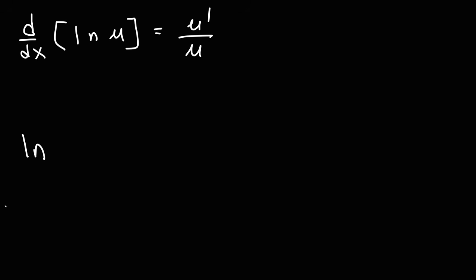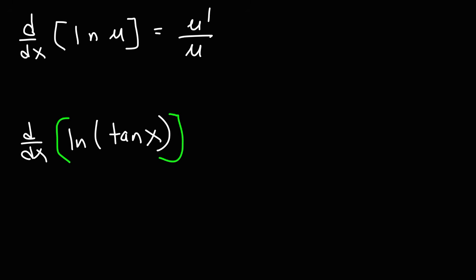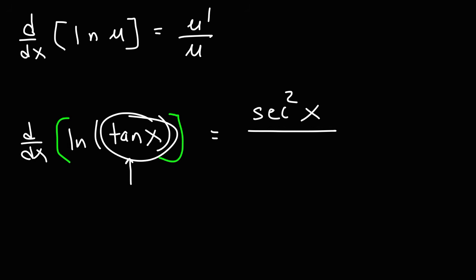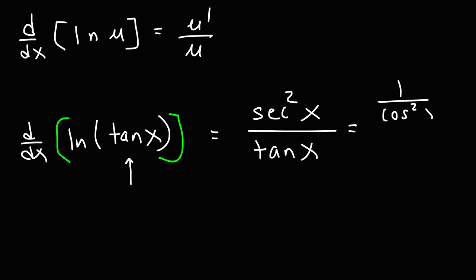So let's say if we want to find the derivative of the natural log of tangent x. So first, take the derivative of the inside part of ln. The derivative of tangent is secant squared. And then simply divide it by whatever is inside of the natural log function, which is tangent. So the answer is secant squared over tangent, but chances are we can reduce this expression. Secant is 1 over cosine. So secant squared is going to be 1 over cosine squared. Tangent is sine over cosine.